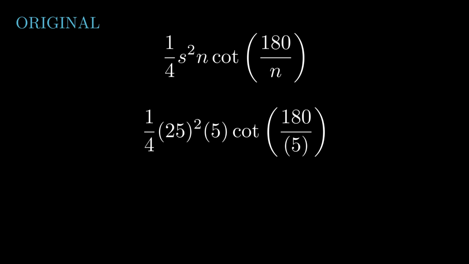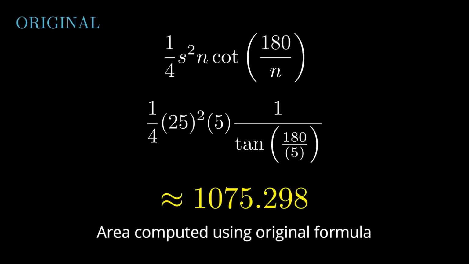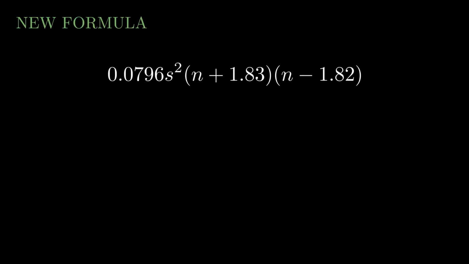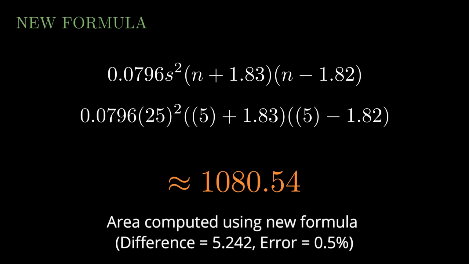Just replace cotangent 180 over 5 with perhaps 1 over tangent 180 over 5, as most calculators only have the sine, cosine, and tangent functions. The answer appears to be 1075.298. Now using my own formula, plug the same n and s values, and we get 1080.54. This, depending on the field you are working on, is good enough, especially if you are using this just to give your students a way to estimate the polygon's area without a calculator.